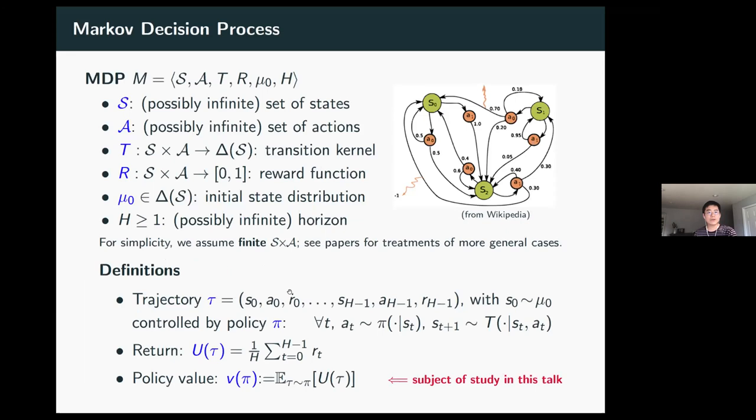And now let me describe the problem more precisely, and eventually we need some notation to make the discussion more precise. Let me start with the MDP, which I think people are quite familiar with. MDP is a common model that has been studied in reinforcement learning for decades. It has a set of states, S, a set of actions, A, and then T is the transition probability that tells you the probability of transitioning to a next state given the current state and action. And then there's a reward function R that gives you the one-step or immediate reward, and also mu zero, which is the initial state distribution, and H is the horizon.